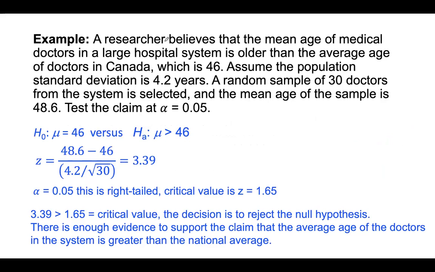So the first example here: let's say a researcher believes that the mean age of medical doctors in a large hospital system is older than the average age of doctors in Canada, which is 46. Assume the population standard deviation is 44.2. We can just write things out to the side. A random sample of n equals 30 doctors from the system is selected. The mean age of the sample is 48.6.